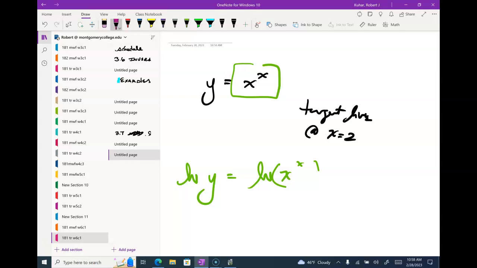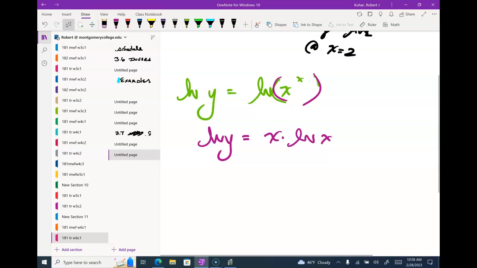Well, continuous. Certainly, if it's continuous, I can do it for sure. So what happens on the right, though? What happens to my exponent? Where does it move? Out to the front as a coefficient. X times the ln of x. And now I'm going to take a derivative. What do I get on the left side?